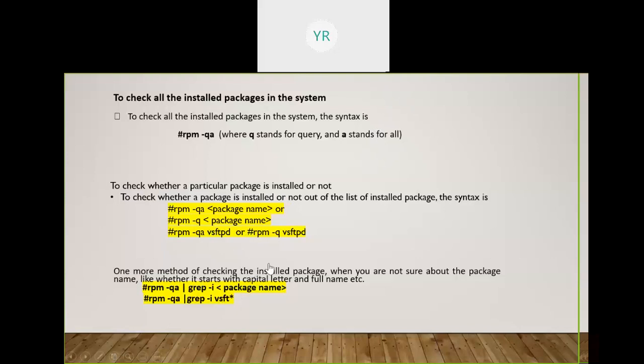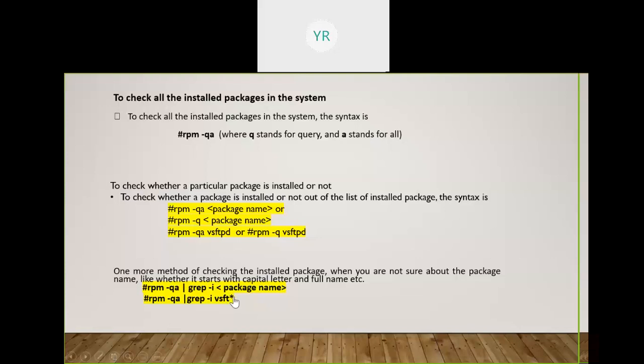The other method to check whether the software is installed or not is by using the grep command, a filtering command. grep, global regular expression print. You know that one. So if you forget the complete package name, and you just remember a small part of it, you can do it like this: rpm -qa | grep -i vsft. Suppose vsft is the entire package name. If I forget pd, then you enter a star.